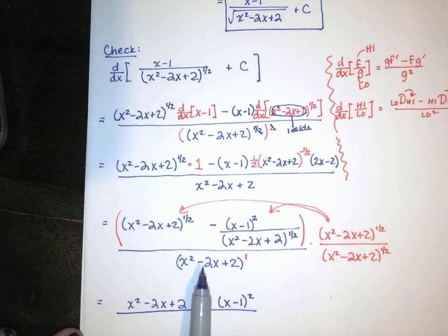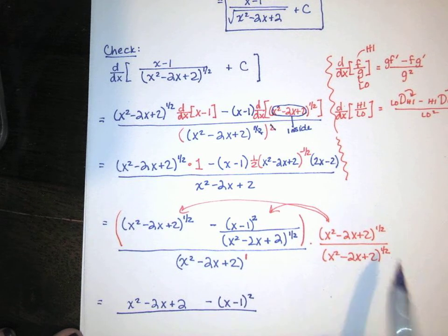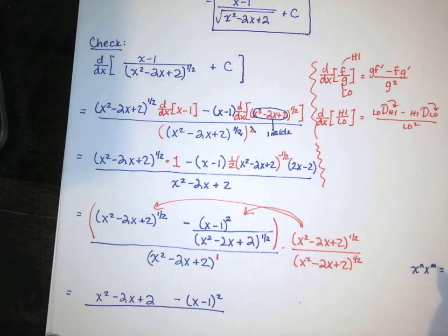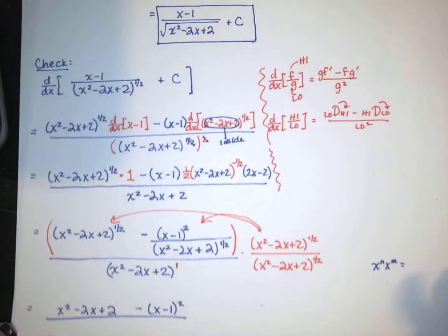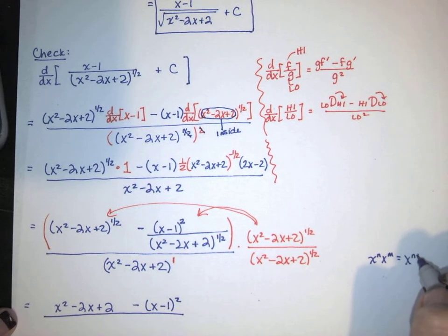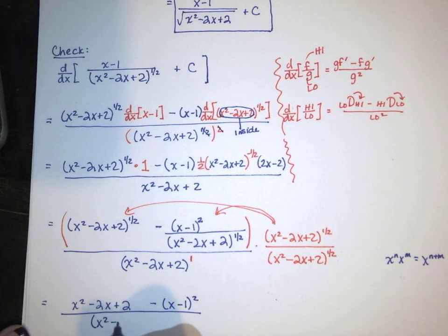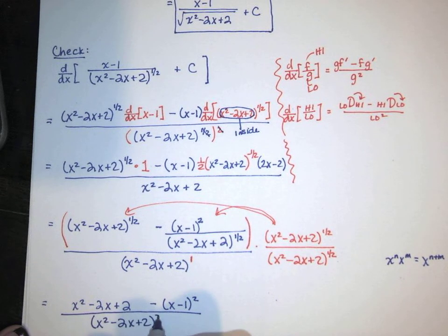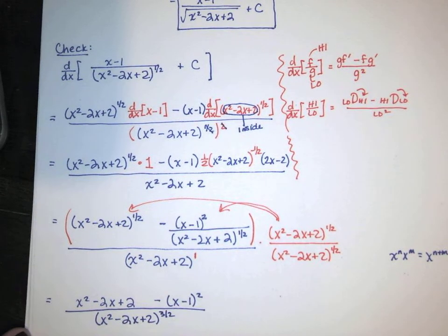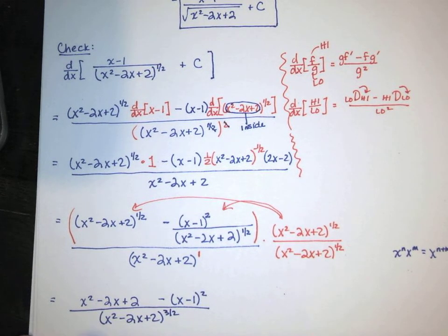Down here, I've got this to the first times the exact same thing to the 1/2. Remember that old exponent property? What am I going to tell you to do? I'm going to tell you to add the exponents. I always do. Add those exponents. Bam. All right, still doesn't look like my integrand, but it could.